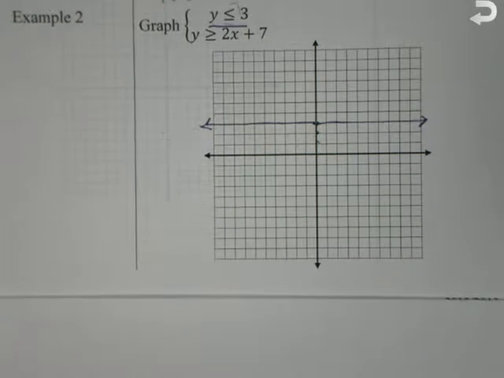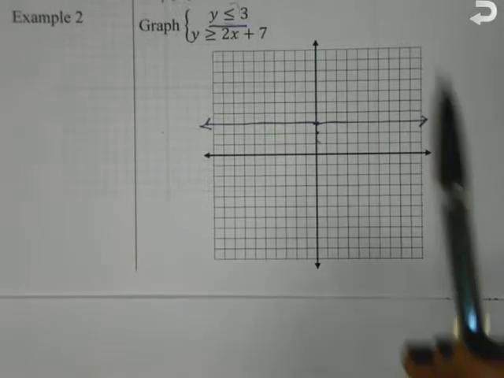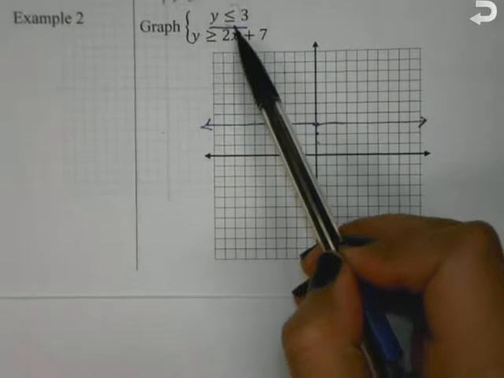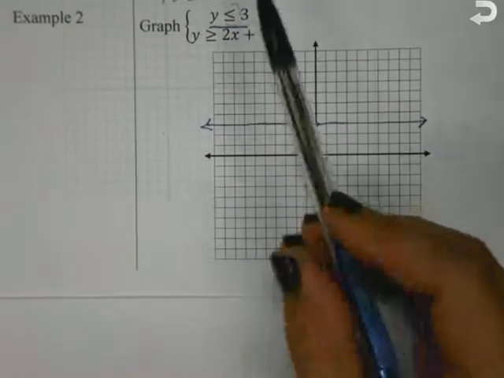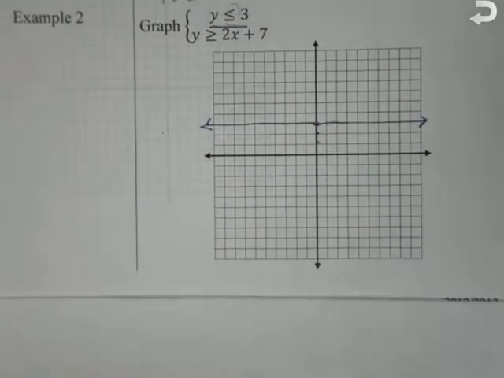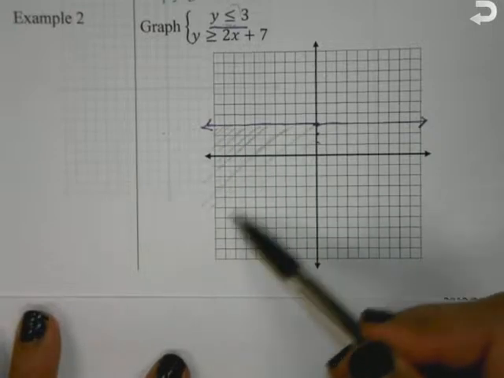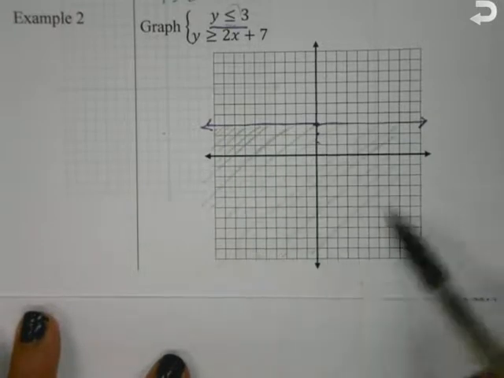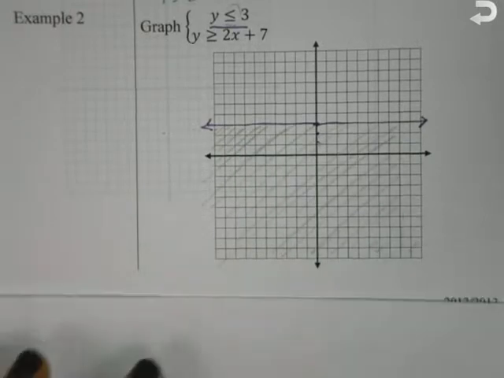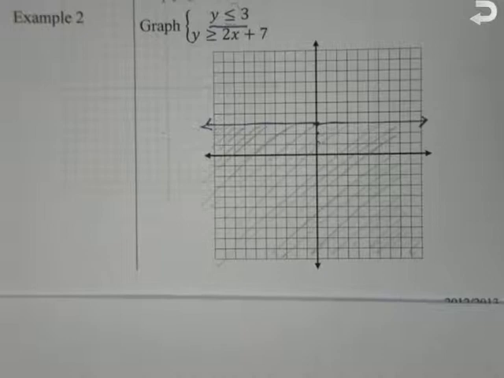Okay, now we do need to do some shading here. I want you to do this in pencil, very lightly, because we are going to be doing some erasing. So since this is y less than or equal to 3, am I shading above the line or below the line? Good, below. So shade very, very lightly below the line. Okay, very, very lightly.